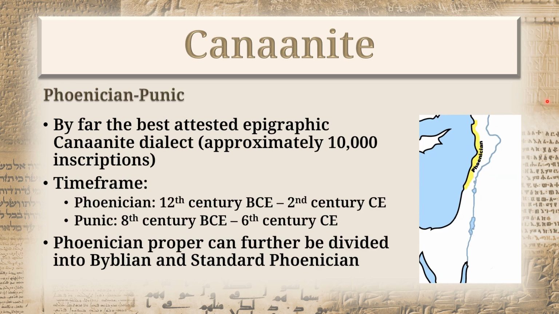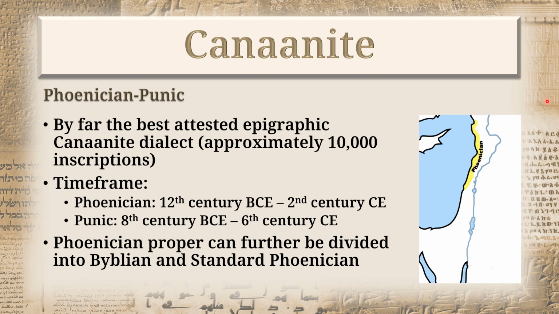And after this obscure and frustrating Deir Alla inscription, we get to Phoenician, which is a very well attested Canaanite dialect. It is by far the best attested, at least epigraphic Canaanite dialect, so probably not as well attested as Hebrew, which has the Tanakh as its corpus, but among these other languages like Edomite, etc., with its approximately 10,000 inscriptions, it is quite well attested over a vast geographic area, including Punic, and a very long time frame of more than 1,000 years.